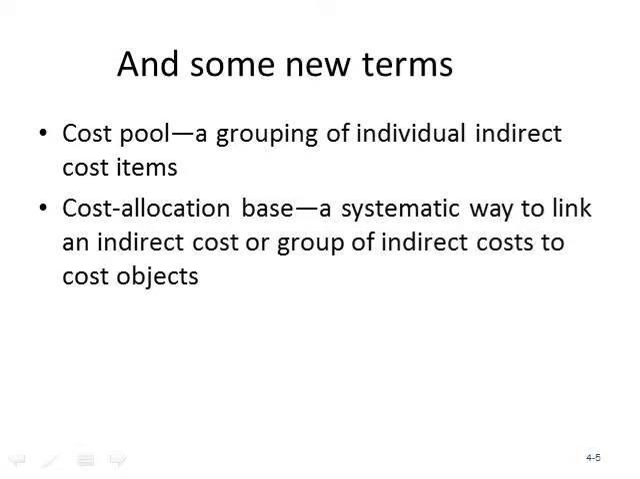And then, of course, in this discussion, we add a couple new terms. This includes the idea of a cost pool, which is a grouping of individual indirect cost items, and a cost allocation base, a method by which we can link a cost pool to a cost objective. In other words, how much of which cost would be included with cost object A versus cost object B. The concepts represented by these 5 terms constitute the building blocks we'll use to design costing systems described in this chapter.